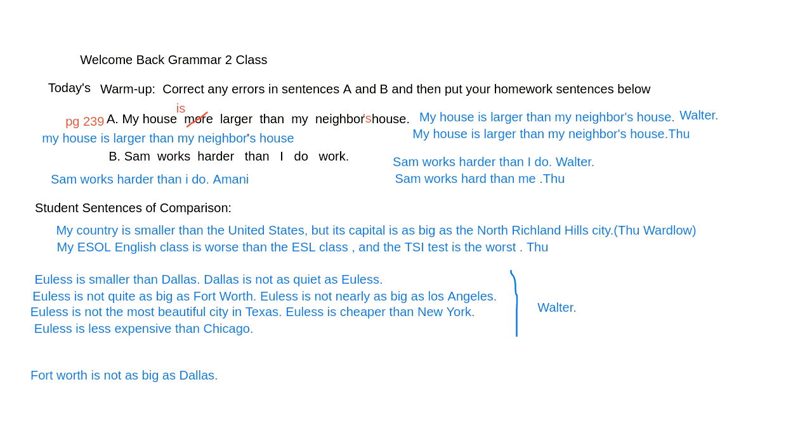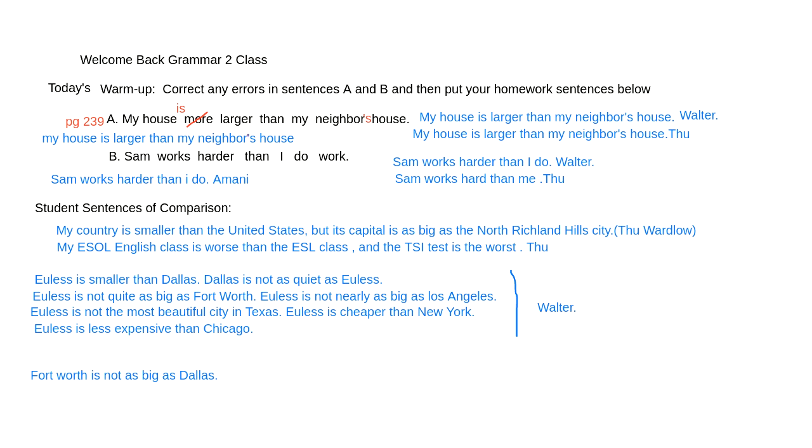Okay, let's look at letter B. Sam works harder than I do work. Okay, this one is called finishing the comparative correctly. And the first part is good. Sam works harder than. The second part we need some help with. And this is what we're going to do today in our lesson: we're going to practice ending the sentence correctly. So let's see what you guys put.